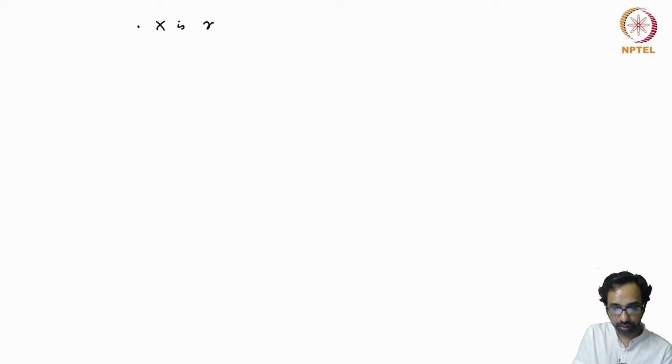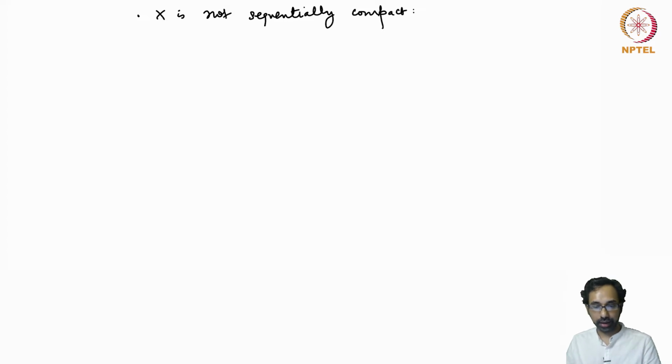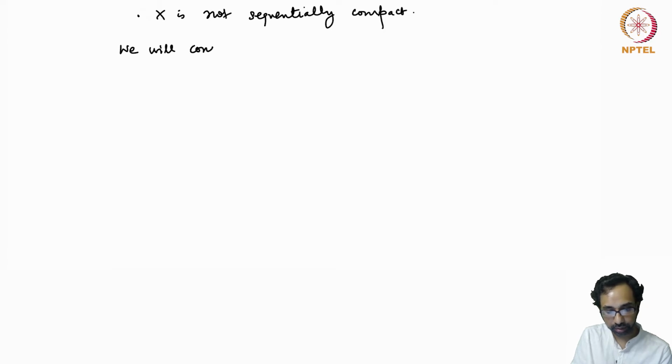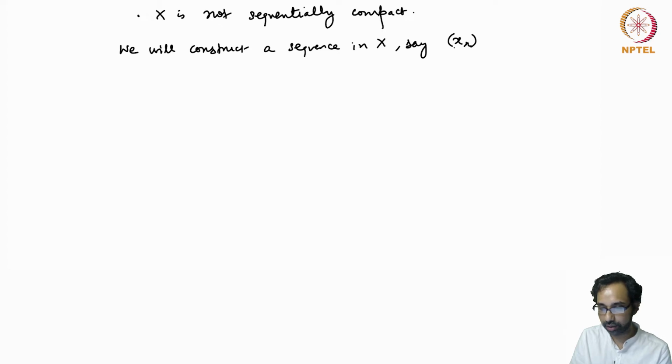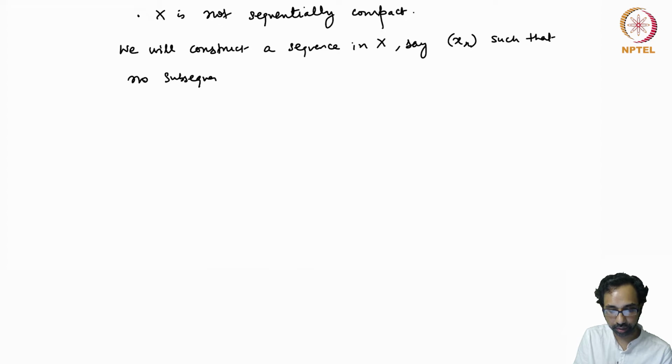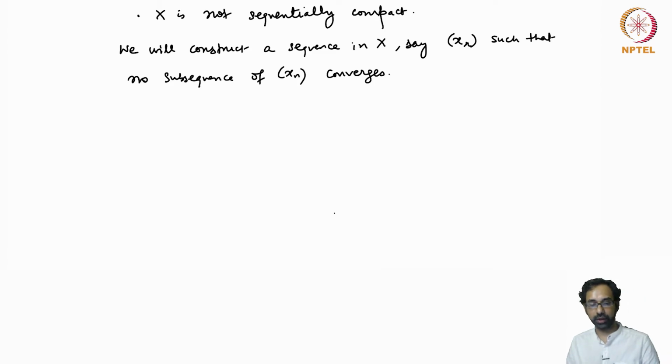And to show this, we will construct a sequence in X, say x_n, such that no subsequence of this sequence x_n converges. This will imply that X is not sequentially compact.